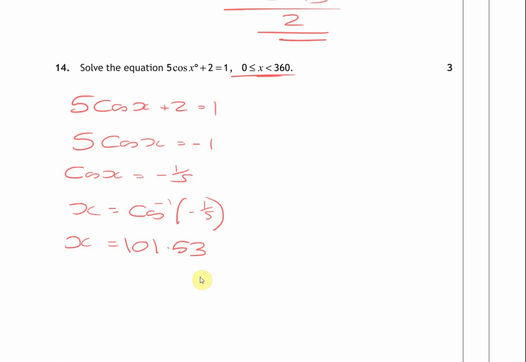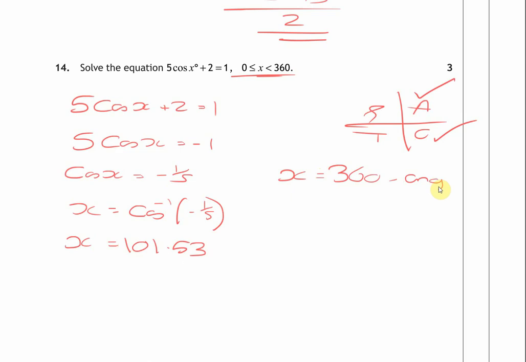101.53. So then we turn our attention to a CAST diagram, because we now need to work out whether we have any other values that will fit within the condition of 0 and 360. So we're using cos, and we see that the angle that we've created is positive. So what that means is that we now need to work out which quadrants we're going to tick. Because the value is positive, we're going to tick the A quadrant and we're going to tick the C quadrant, which means the calculation for the C quadrant is going to be that x equals 360 minus the angle. And we know what the angle is, that's going to be 101.53.